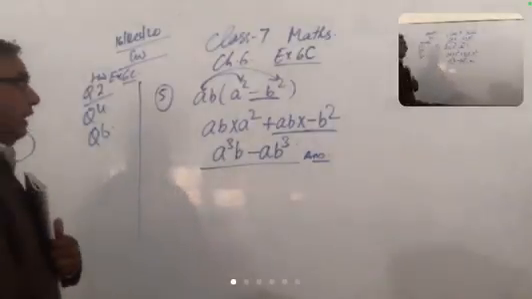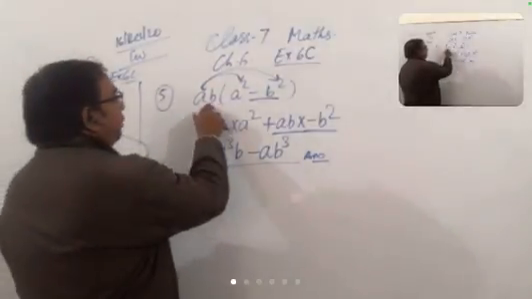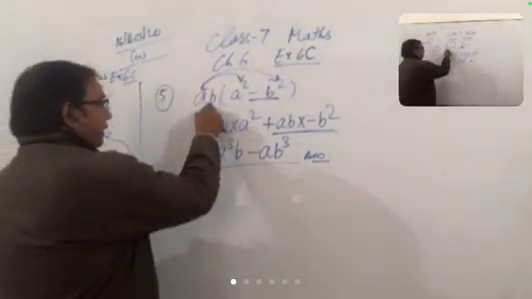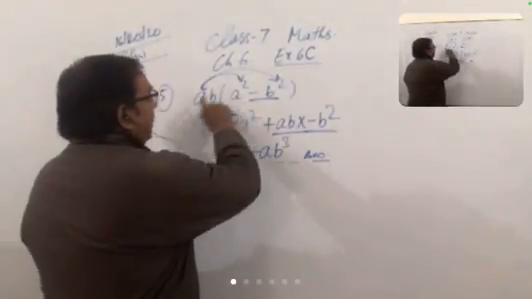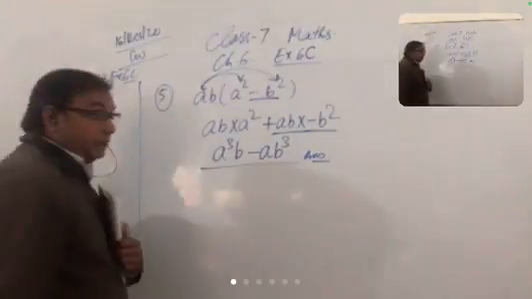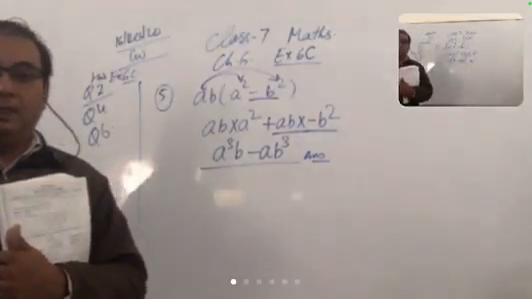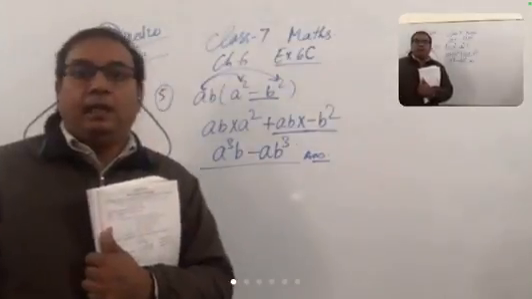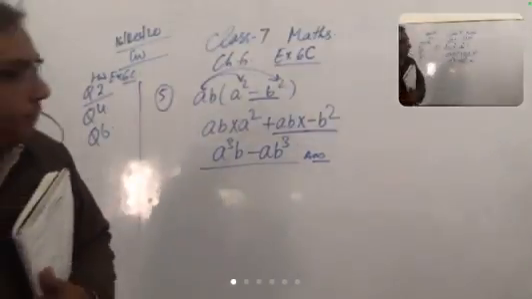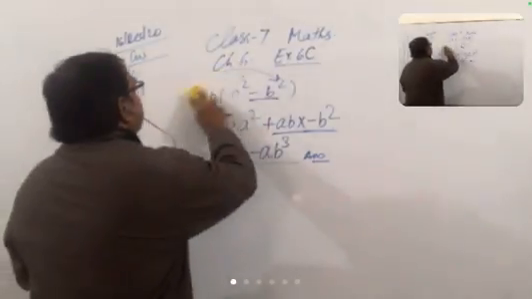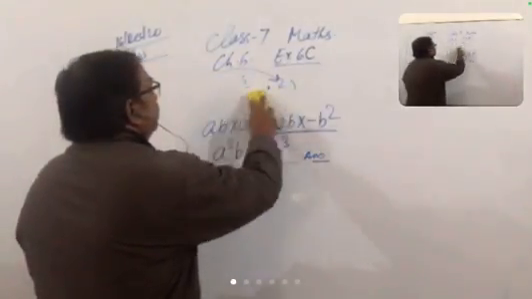Is that clear? When we multiply a monomial with a binomial, we have to multiply the monomial with the first term, then multiply with the second term. This is the solution for the product of a monomial by a binomial. Copied? Akriti? Copied?